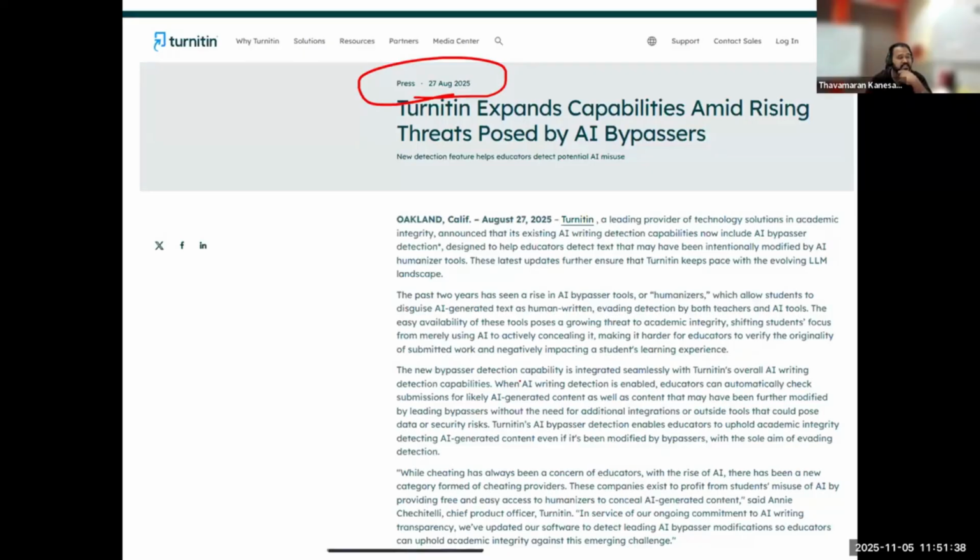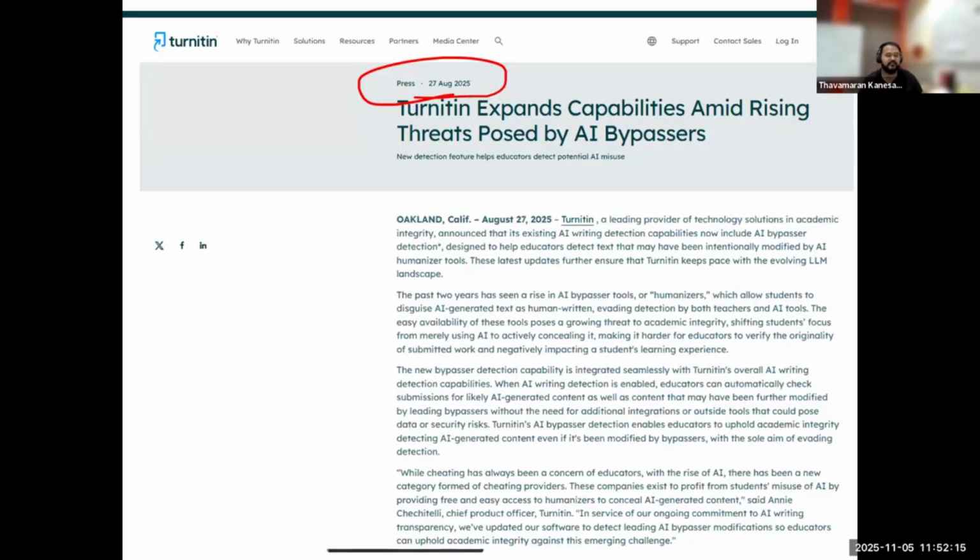The new bypasser detection capability is integrated seamlessly with Turnitin's overall AI writing detection capabilities. When AI writing detection is enabled, educators can automatically check submissions for likely AI-generated content, as well as content that may have been further modified by leading bypassers, without the need for additional integrations or outside tools that could pose data and security risk. Turnitin AI bypass detection enables educators to uphold academic integrity, blah, blah, blah. So this one is a real, I would say, finish-off, a done deal, all right?